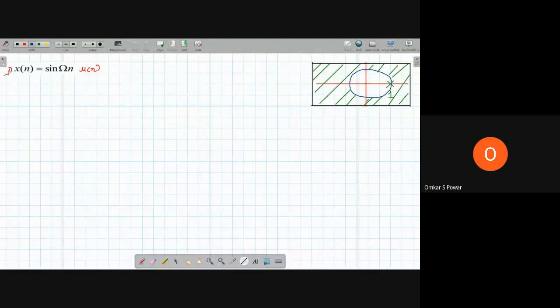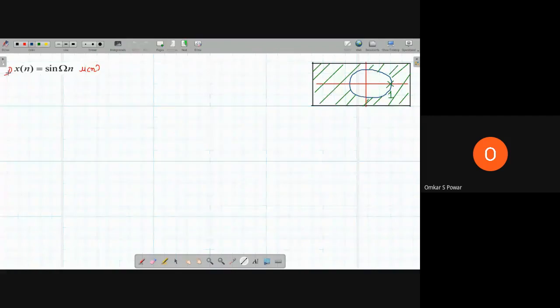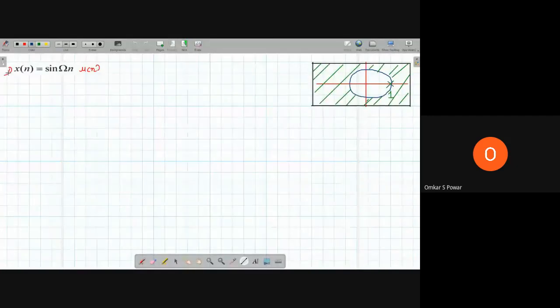let's begin with the problem. Given the problem, you have to find the Z transform, then find the poles, and then plot the ROC. So the question is to find the Z transform of the given signal, find the poles and plot the ROC. So how can we go about this problem? The given question is x of n is equal to sine omega n u of n.